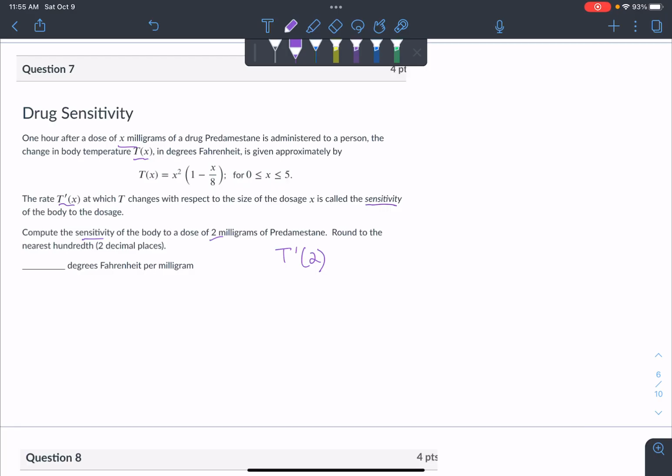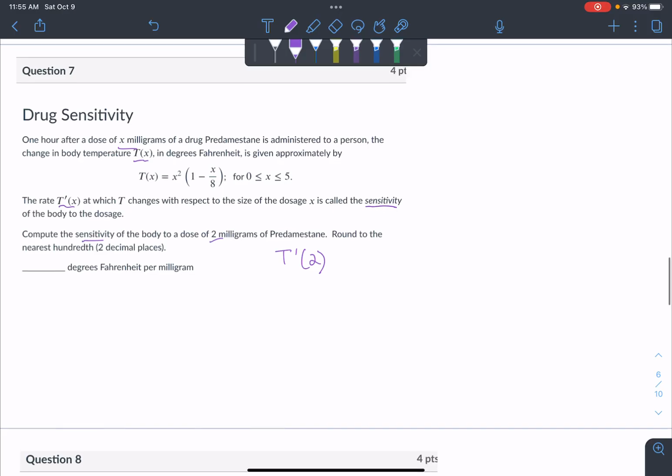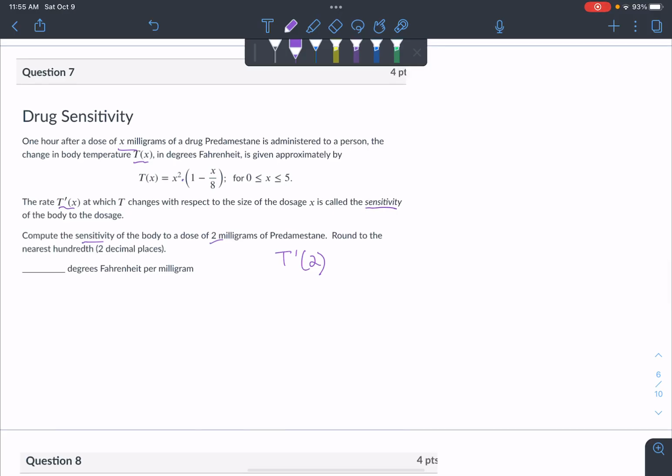All right, so I'm going to do some simplification because we know we're going to take the derivative of T. I see that there's a product here, but it's always good to do some algebra beforehand that can potentially simplify things and maybe not make you need to take a product rule or a quotient rule. So I would always be on the lookout for simplifying if possible. So if we simplify this, I can distribute this x squared in, get x squared minus x cubed over 8. All right, and that's probably as simple as we can get it.